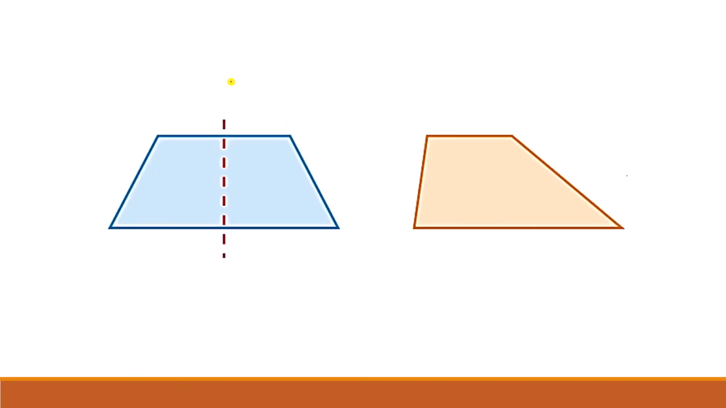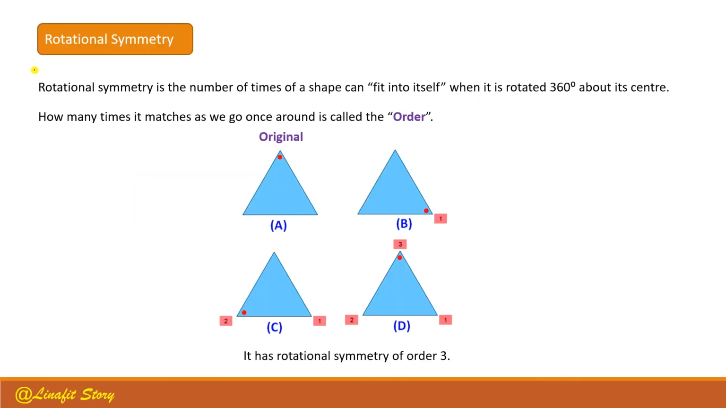The trapezium on the left has 1 line of symmetry, while the trapezium on the right has no symmetry line. Rotational symmetry is the number of times a shape can fit into itself when it is rotated 360 degrees about its center. How many times it matches as we go once around is called the order.